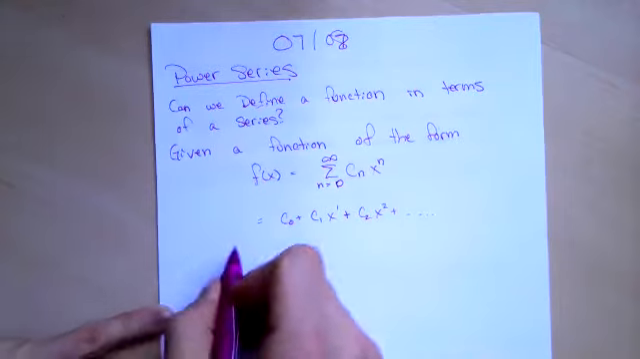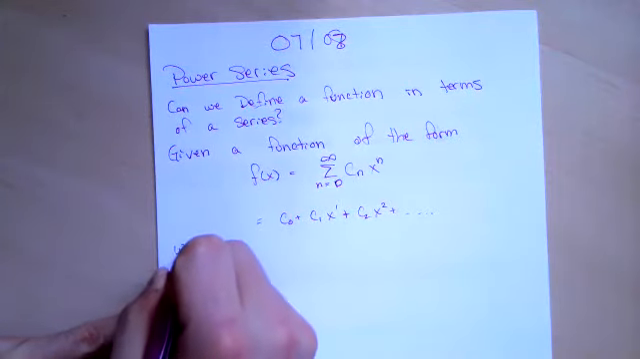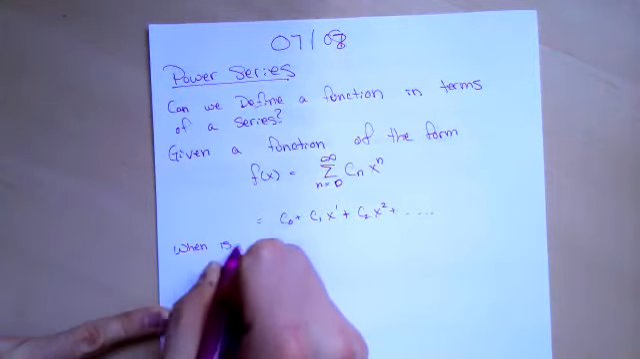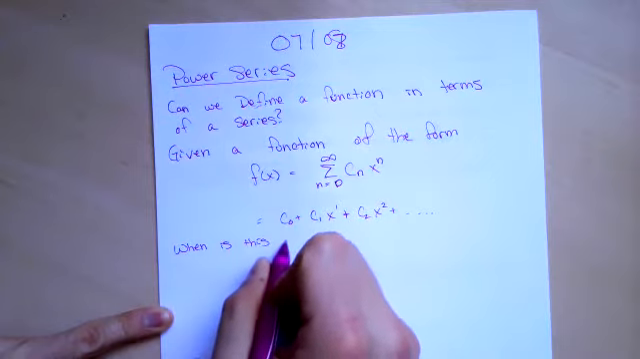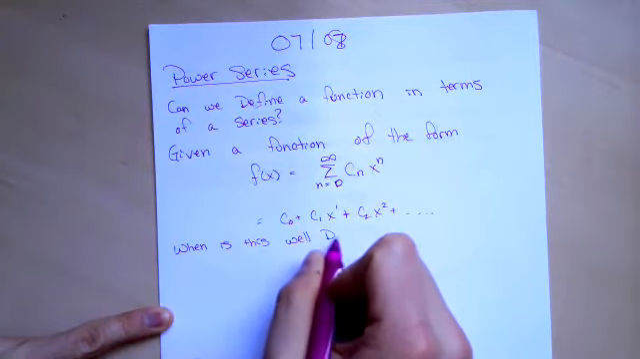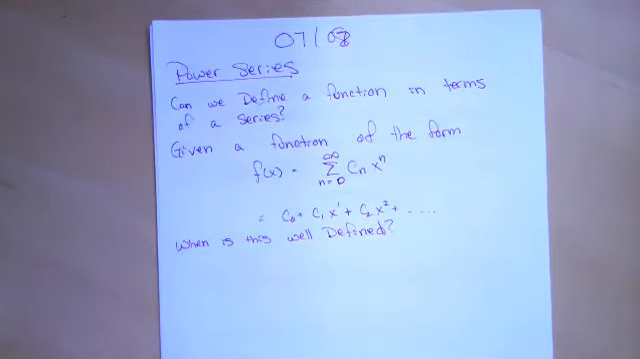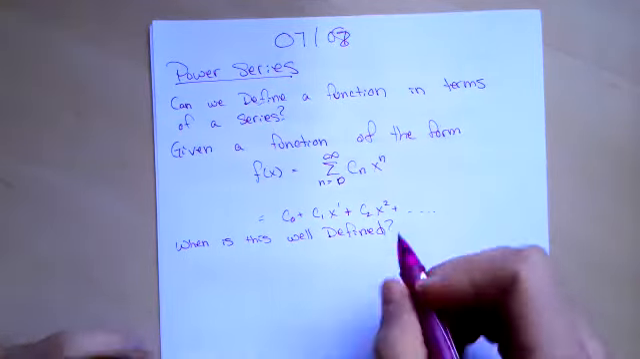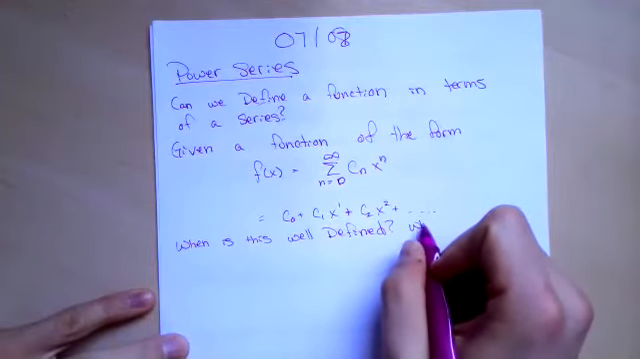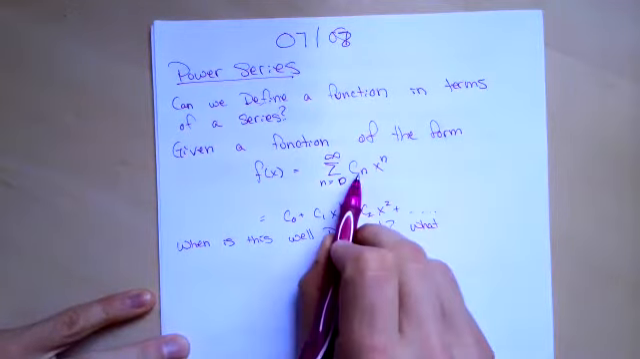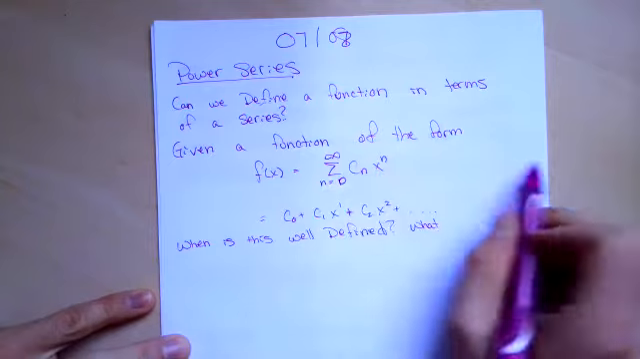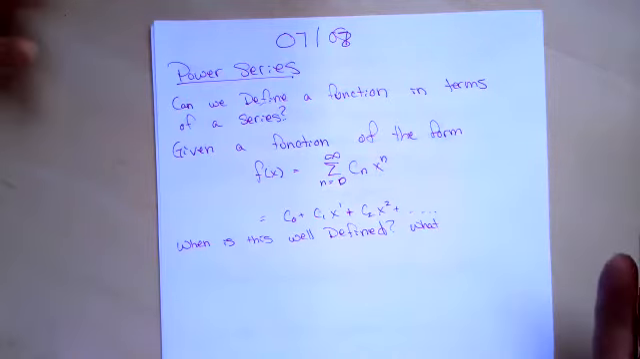And so our question is when is this defined? In other words, can I plug in values of x for which this series overall will converge and give me a number?